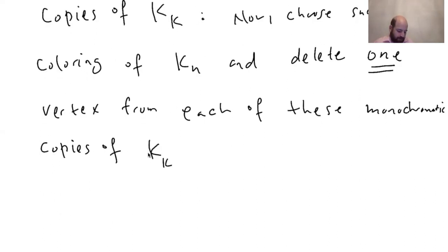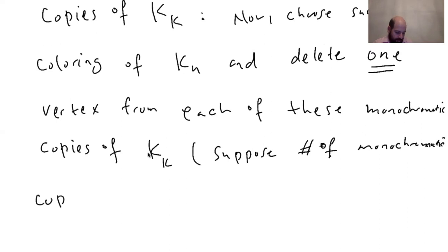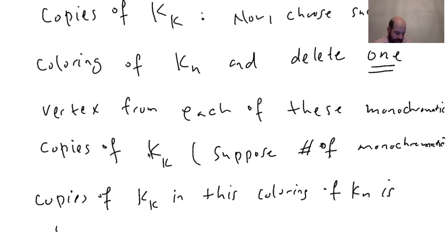Okay, why do we delete one vertex from each of these copies? Let me explain. Suppose the number of monochromatic copies of Kk in this coloring of Kn is m, and of course m has to be less than or equal to mu, because we just said that there is a red-blue coloring that has at most mu monochromatic copies of Kk.